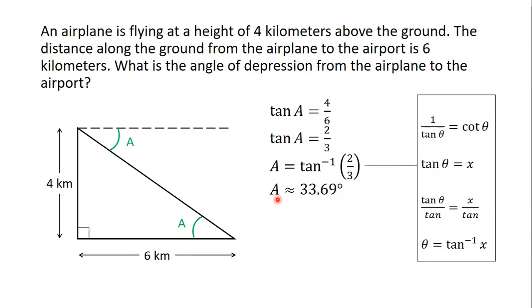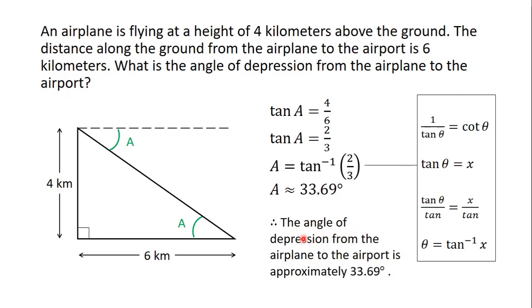Bakit naging degrees? Kasi measurement of angle to. So, A, yung representative natin for the measurement of the angle of depression, is approximately 33.69 degrees. I hope malinaw ito, ang arctangent natin. And the last step for solving problems is making a conclusion or answering the question in the problem. Okay, so our conclusion is that the angle of depression from the airplane to the airport is approximately 33.69 degrees.